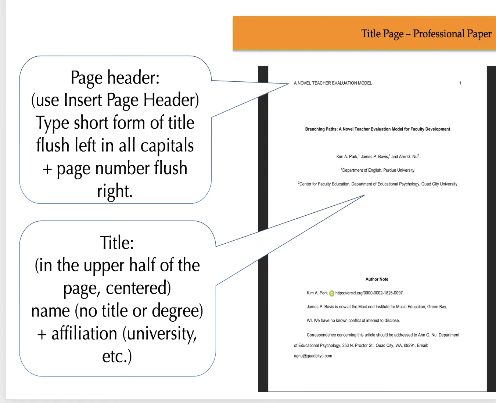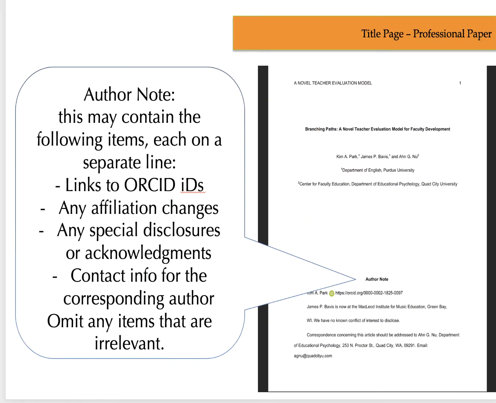You're going to type the complete title in the upper half of the page, bolded and centered. Below the title, type your name, your affiliation, which is going to be your university, unless it's your company. So going on with the professional paper.